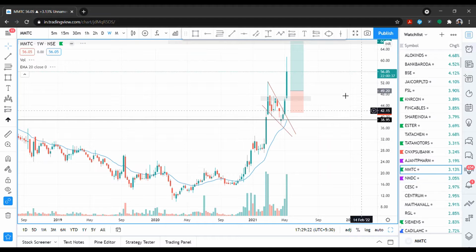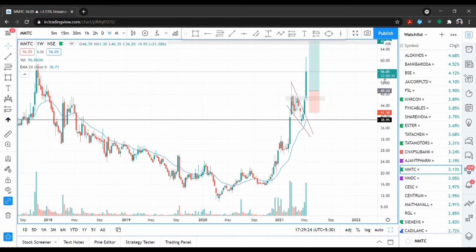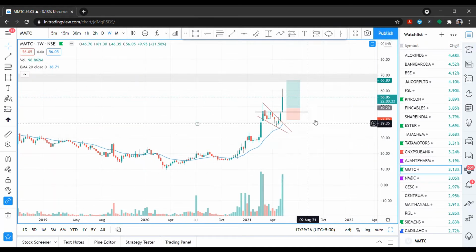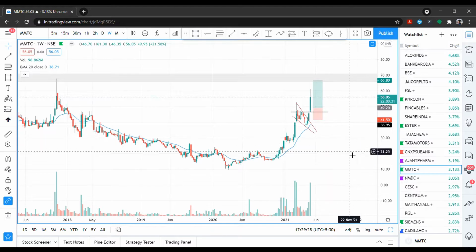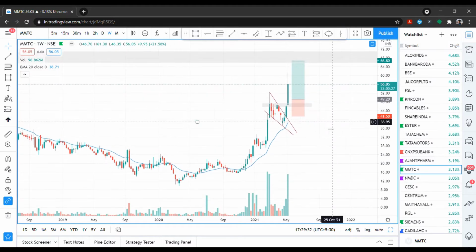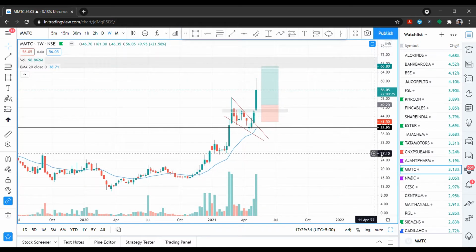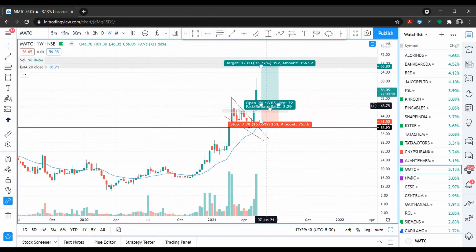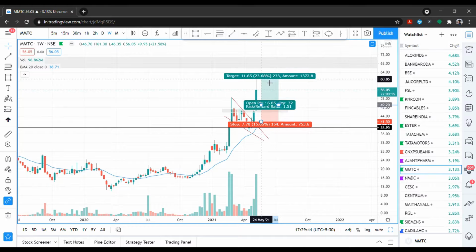Even if you see here in MMTC, this is a trade I took, and I had updated this trade in the YouTube channel. If you see my previous video, you could see the updates about this trade. I took my trade here and closed at 1:5. No, I took half of my profits at these levels, and I put my stop loss to break even.